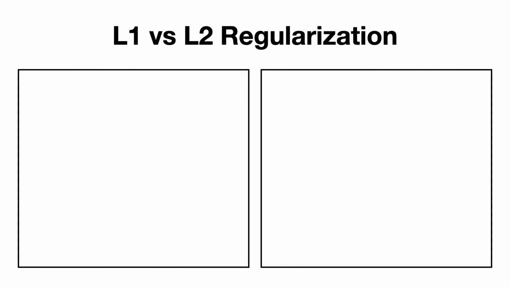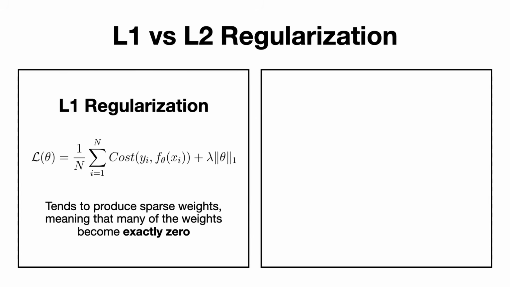Now, let's get back to the main topic of this video and talk about the key differences between L1 and L2 regularization. L1 regularization tends to produce sparse weights, meaning that many of the weights become exactly zero. This effectively ignores some features, which results in a simple model that can be easier to interpret. We can almost think of it as a way of deciding which features are essential and which can be discarded.